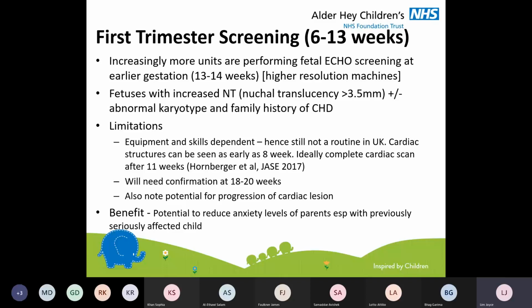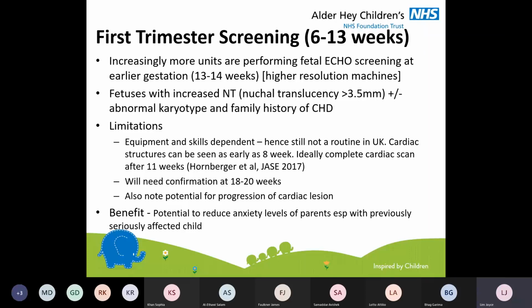The reason is that, although the heart is fully formed already, you might miss smaller structures. You might miss VSDs just because the pixels on your echo machine may be larger than any holes seen in the fetus. And there's also the potential for progression of any cardiac lesion that you see. What may not be narrowed at 13-14 weeks may become narrower at 18 to 20 weeks or in later gestation.